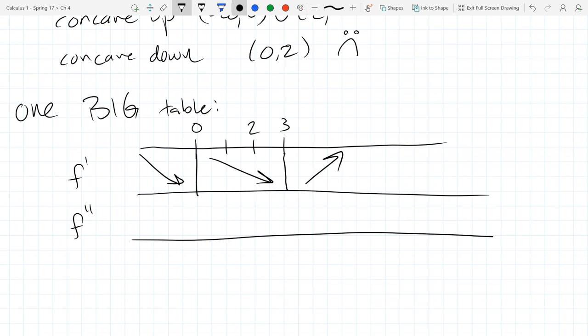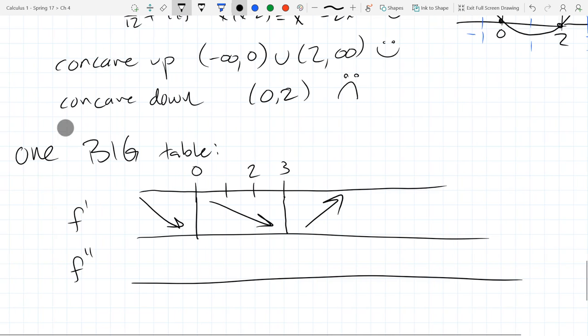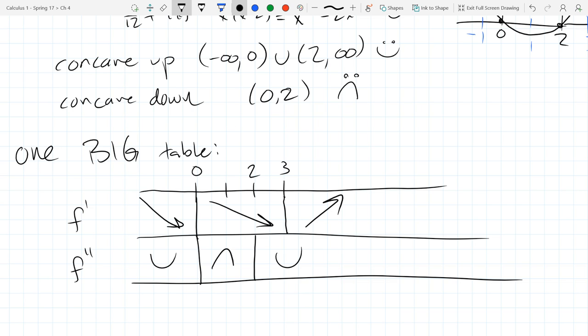Now f double prime tells me about concavity, and I'm going to use 0 and 2 as the x values here. And we go concave down 0 to 2, so this is a frowny face, and then a smiley face for concave up. So all I'm doing is taking the information we wrote down and drawing a visual representation.